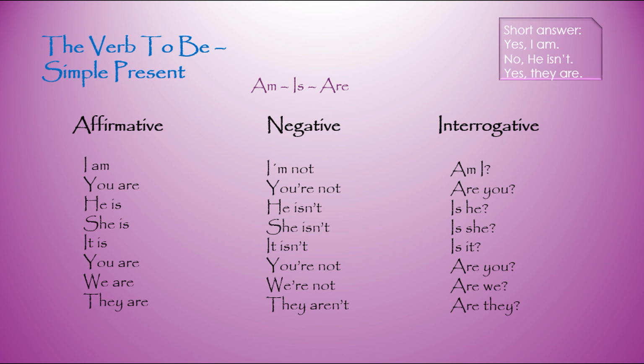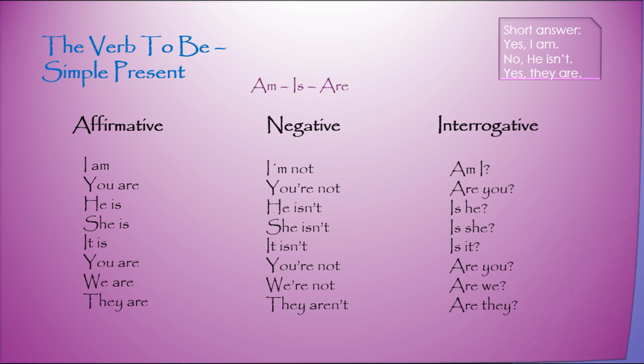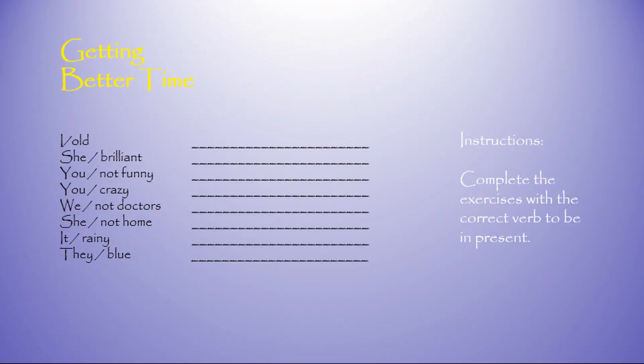Don't forget the short answers for questions are pretty easy as well. For example, are you nuts? Yes, I am. Or, no, I'm not. Is it okay? Yes, it is. Or, no, it is not. Are we still friends? Yes, we are. Or, no, we're not.